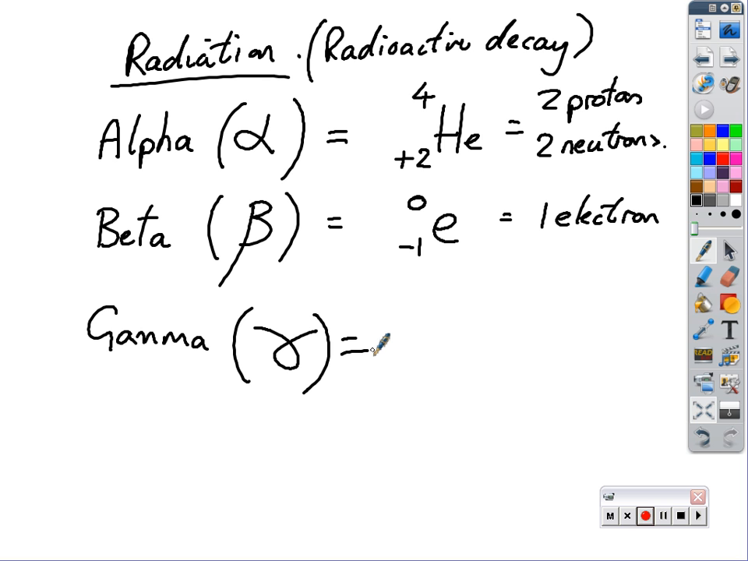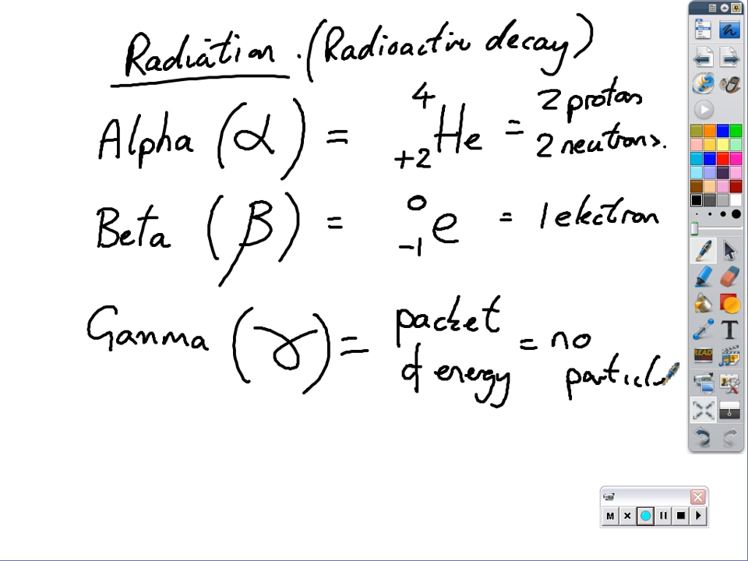So gamma is just energy. It's just a little packet of energy. It's no particles. Now I know I've said that a photon is a particle, but the actual gamma is just energy coming off as the atom decays. Right.